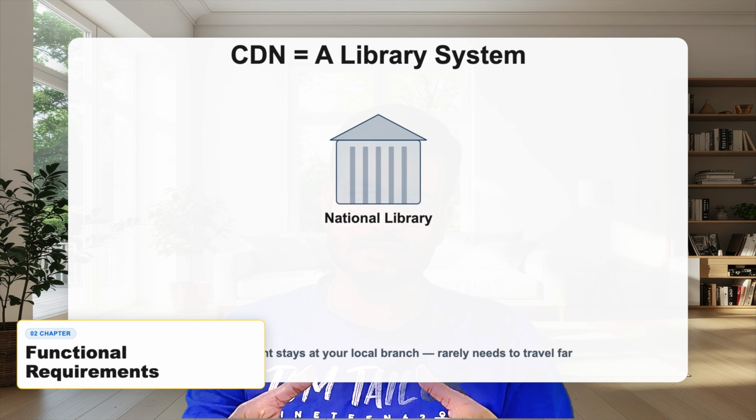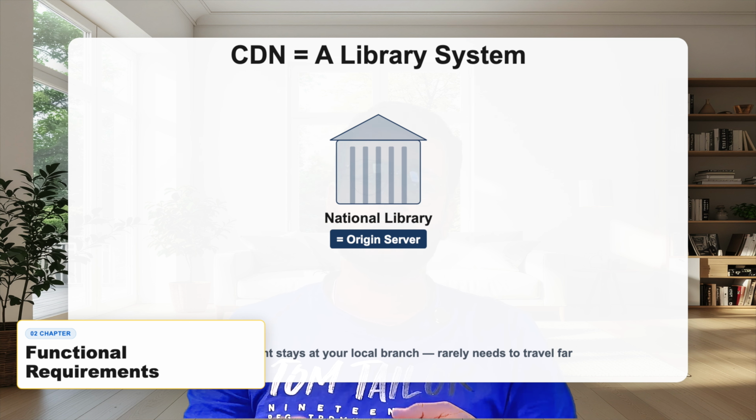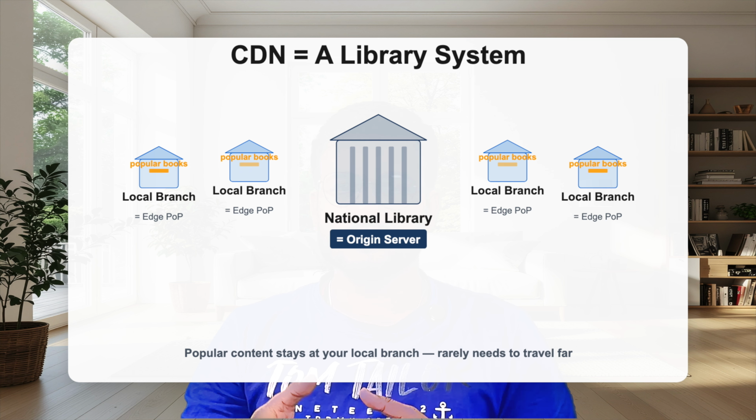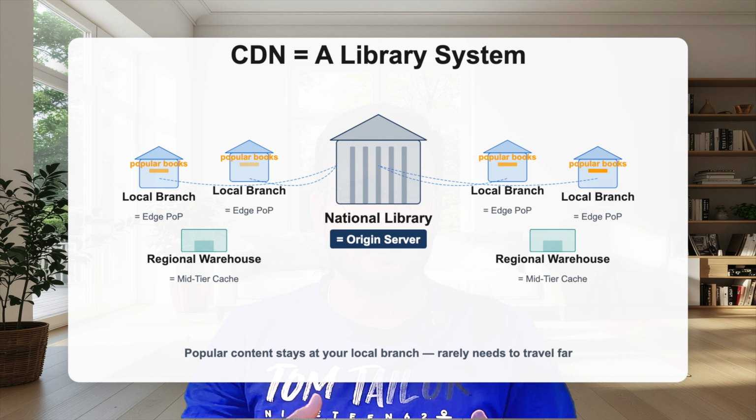Think of a library system across a country. The national library in the capital, your origin server, has everything. But there are local branches in every city, your edge servers, with curated selections of popular titles. When you walk into the local branch, you check the local shelf first. You found it? Done in 2 minutes. Not there? They request it from the regional warehouse. Still not there? It comes from the national library. Meanwhile, the popular book stays at your local branch permanently.